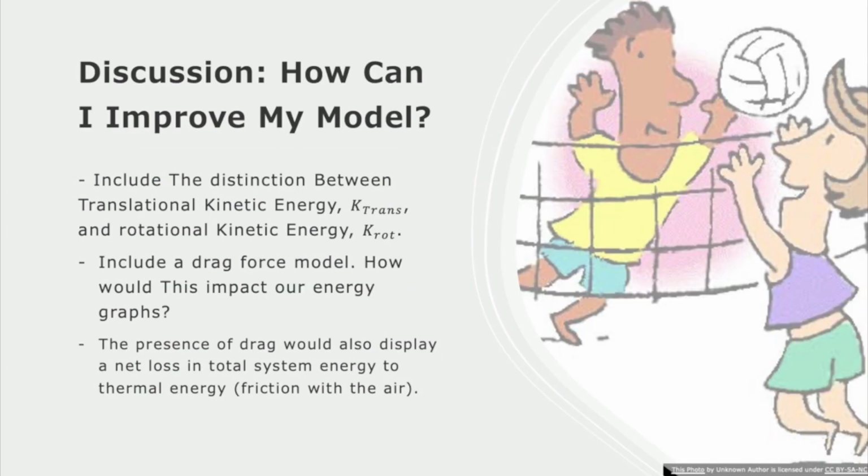What could I have done better? To perhaps improve on my experiment in the future, I can make the distinction between rotational and translational kinetic energy as the ball flew along its trajectory. I could also have utilized a component for air resistance in my computational model, though this would ultimately show a net loss of total energy to thermal energy.